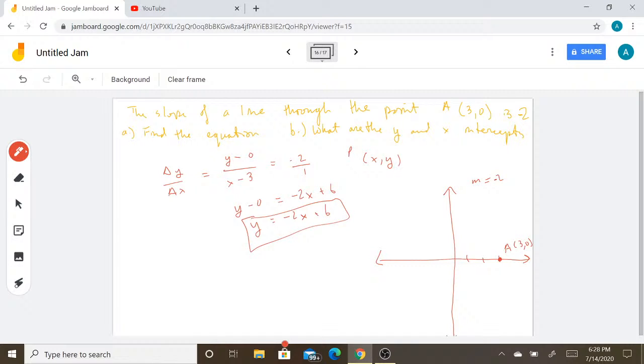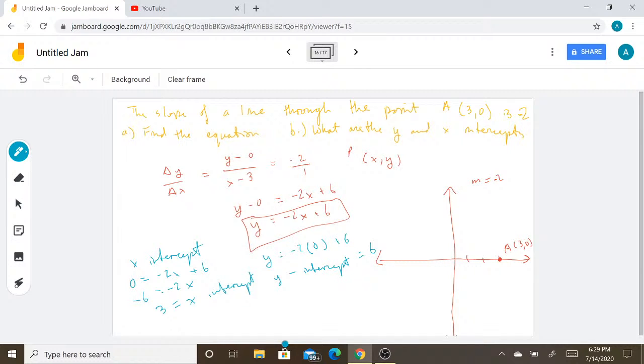What are the y and x intercepts? Well, how do we find those? To find the y-intercept, we set x to 0. So y equals -2 times 0 plus 6. So the y-intercept equals 6. And to find the x-intercept, we set y to 0. So 0 equals -2x plus 6. We bring the 6 to the other side, you get -6 equals -2 times x. Divide by -2 on both sides and you get 3 equals x. So your x-intercept is 3.